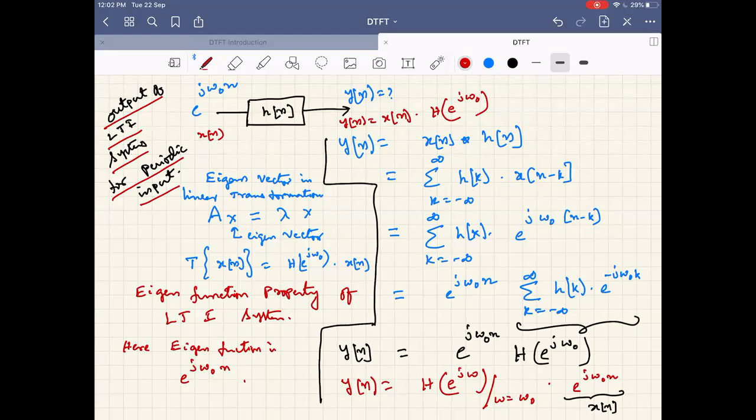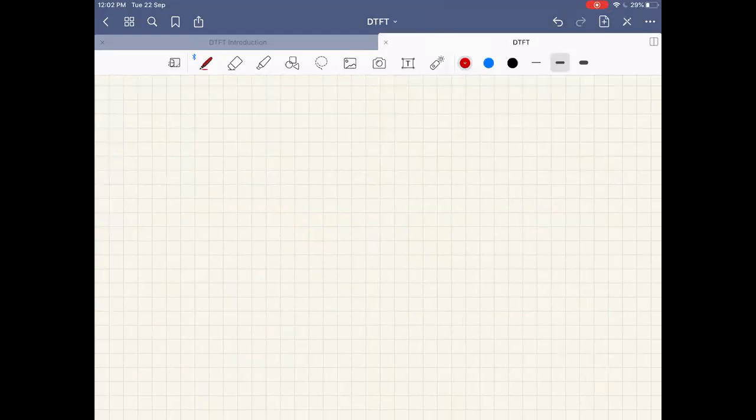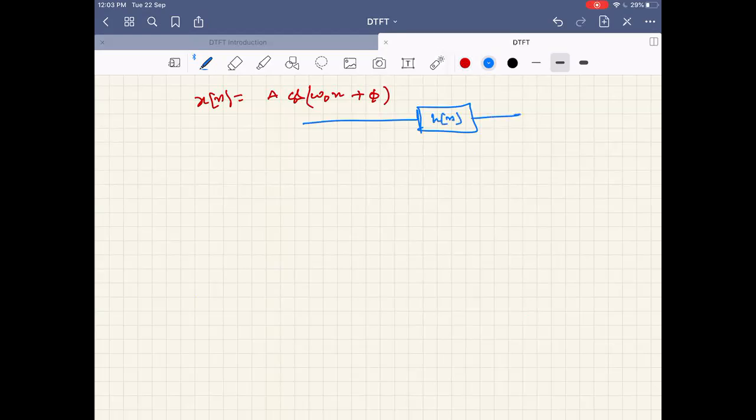We take just another example before we close the discussion of this class. Let us take a slightly more complicated x of n now: A cos omega naught n plus 5. Let this x of n be given as input to a linear time invariant system h of n, and we want to find the output y of n. Given the eigenfunction property, what I wish to find is the response of an LTI system for a periodic input signal.